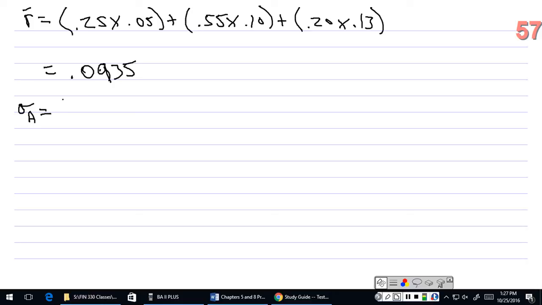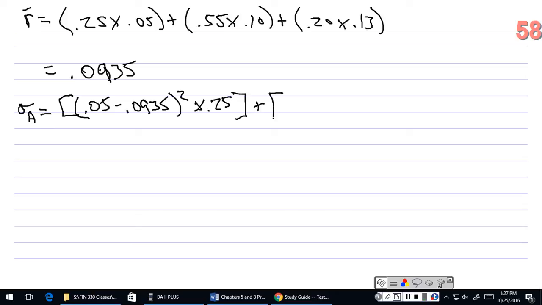So for this, we're going to take the return of 0.05 minus the expected return of 0.0935 squared times the probability, which is 0.25. Plus, and we're just going to do this for each one of them.